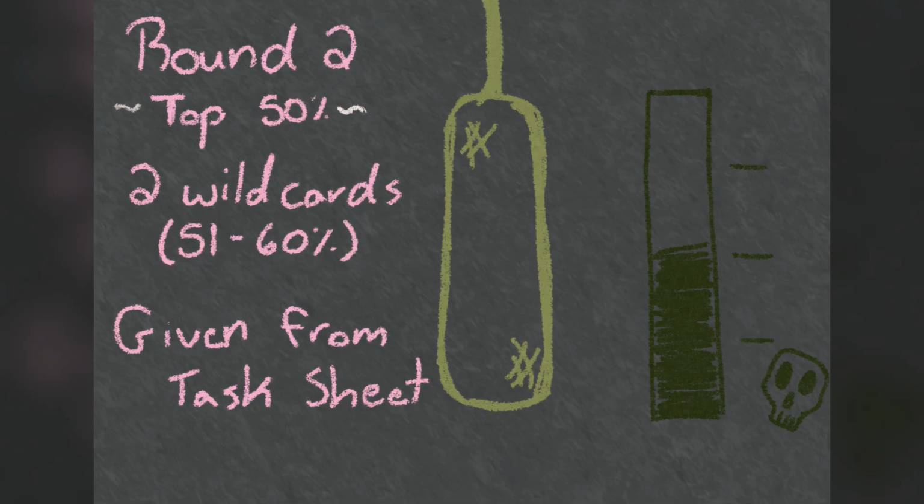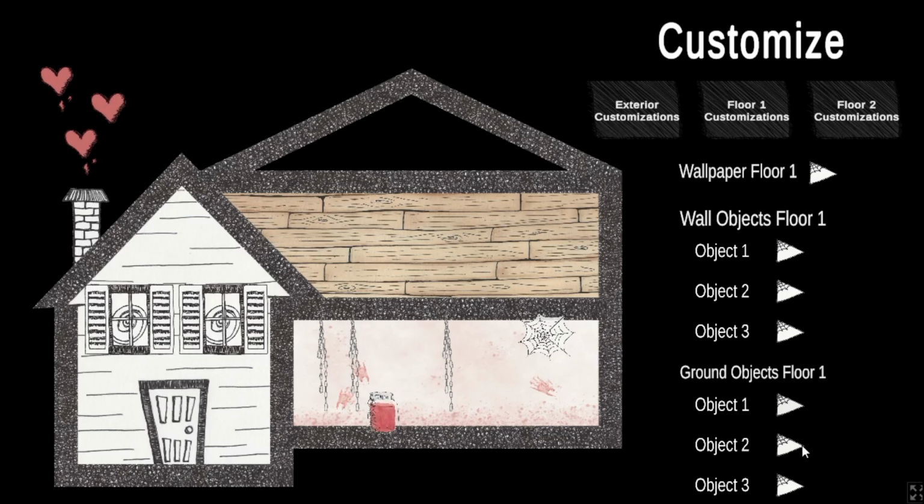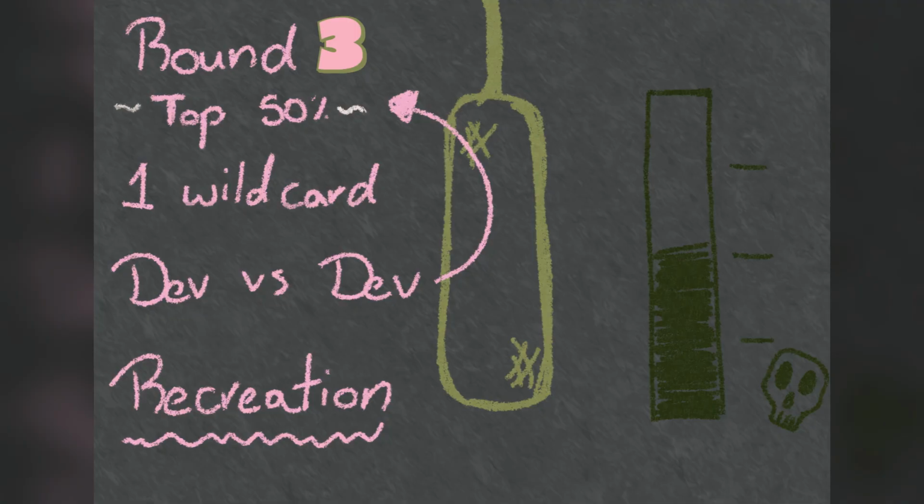Round 2 is similar, except now you must be in the top 50% of games, and the wildcard pick is now just between the top 51 to 60% of games, with a whole new theme. You can either continue your game from the previous round, or you are allowed to start a whole new game. Round 3 is my goal for this jam.